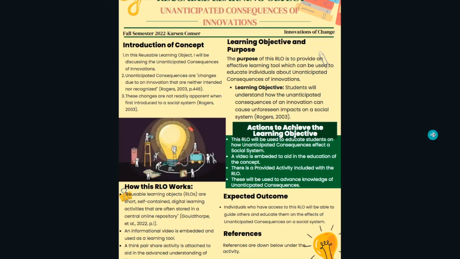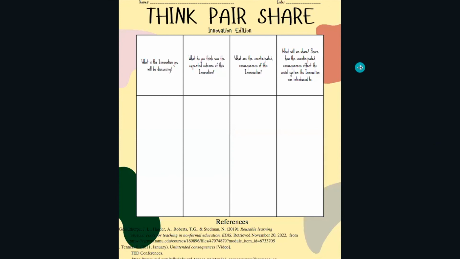Moving on to our learning activity, we have, like I mentioned, the think, pair, share. So your participants will get into pairs and partners, and they will think of these questions that I have come up with to help advance their knowledge and to get their brains thinking on some unanticipated consequences. So the first question is that they are going to think about an innovation. And in this first blank, they will write down what innovation they will be discussing. The second question is, what do you think was the expected outcome of this innovation? So what was it intended to do? What was the innovation intended to be?